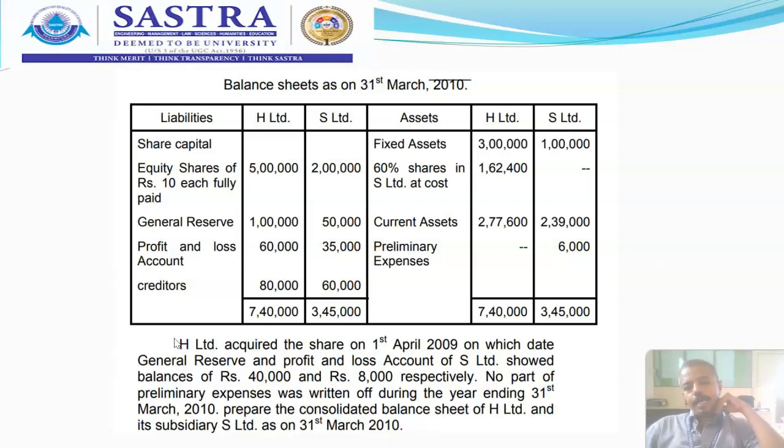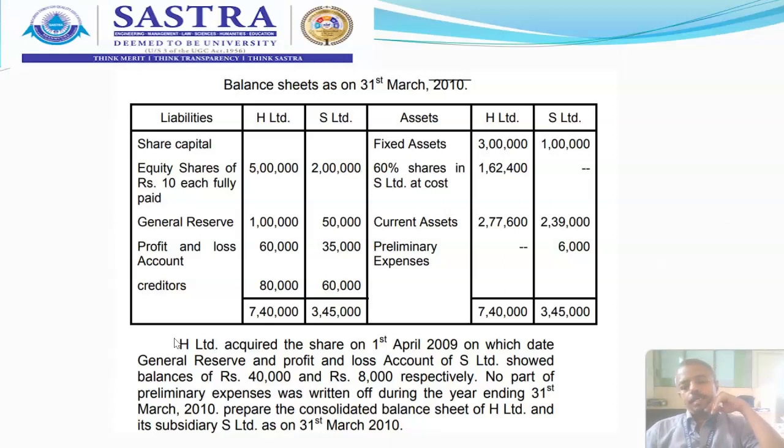How much is the remaining? The remaining is 8,000 shares. That is held by the S Limited, in the sense outside shareholders. That means minority people, because they are holding only 40% of the shares of this subsidiary company. Hence, the 40% proportion we can call minority interest, whereas the 60% proportion we can call cost of control, percentage of control.